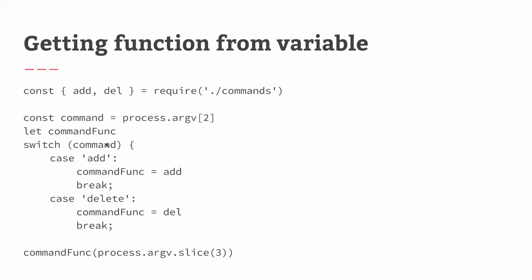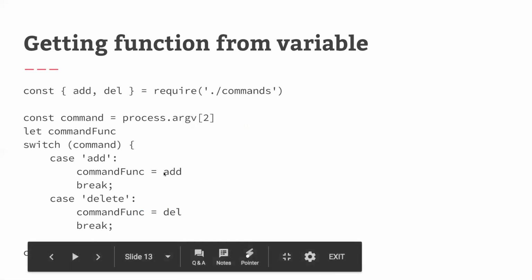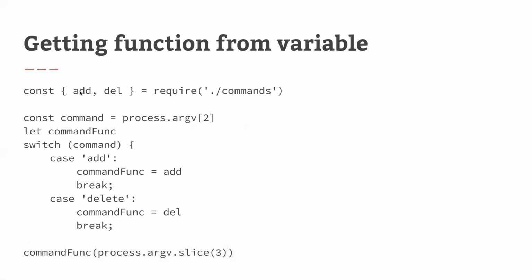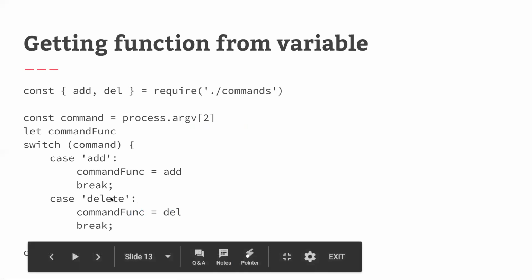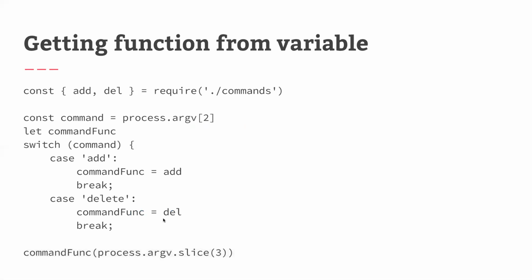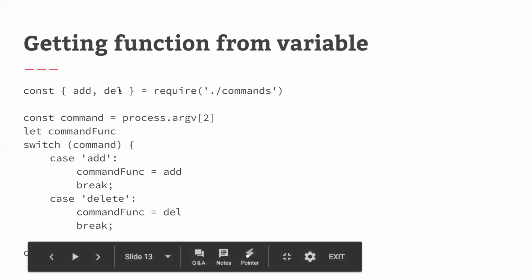And now I'm doing a switch on command, and I'm saying if what the person put in after the script is add, then I'm going to make command func add. Now this add is not the string add, right? This is the function that I required. Imported is Python. If command is the string delete, then my command function is going to be the function del. And as Brittany discovered last week, you cannot call this delete here. It's a reserved word and it won't work.